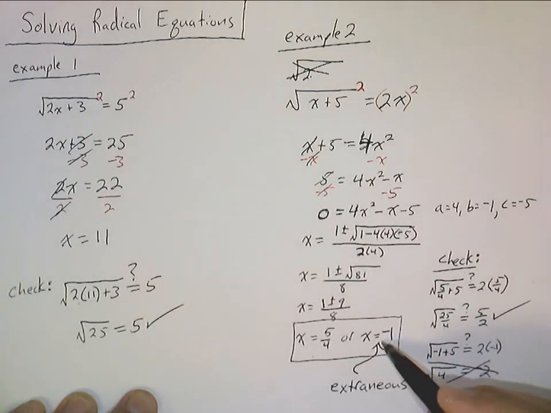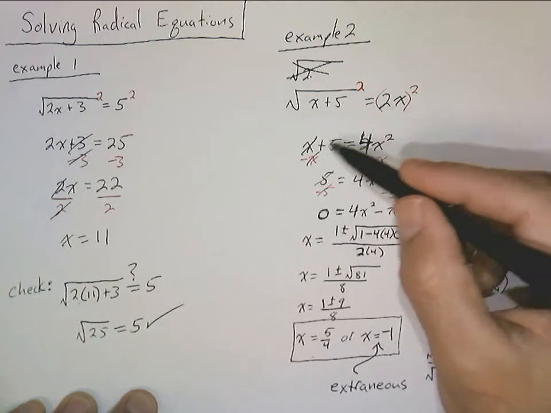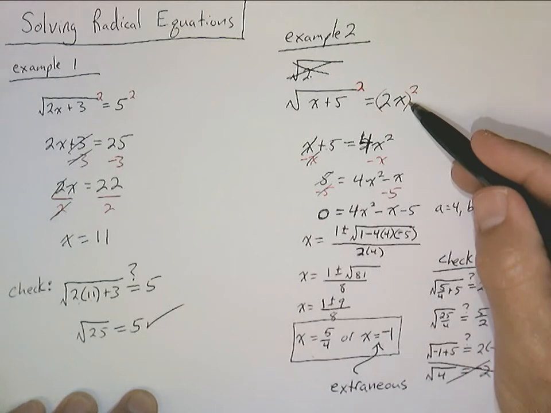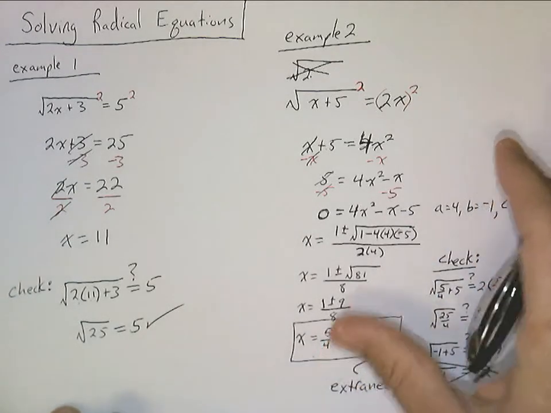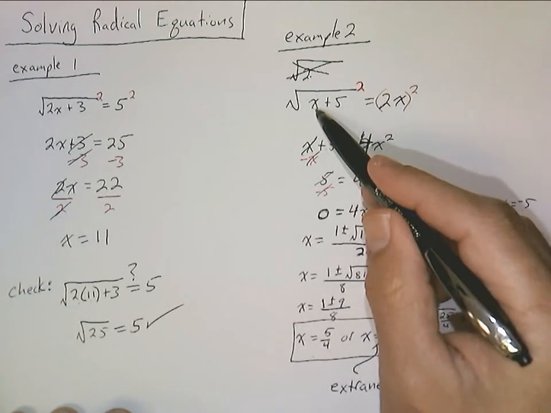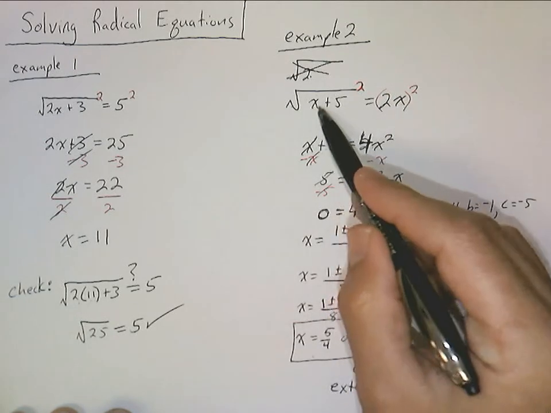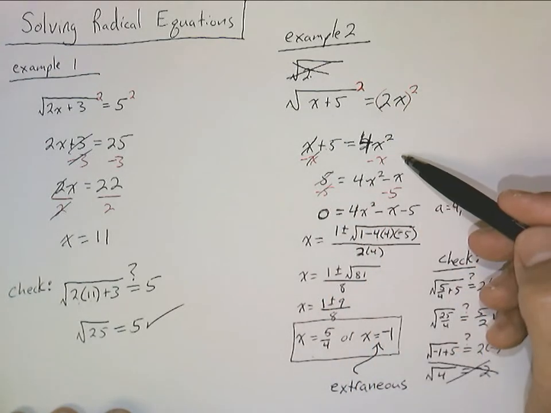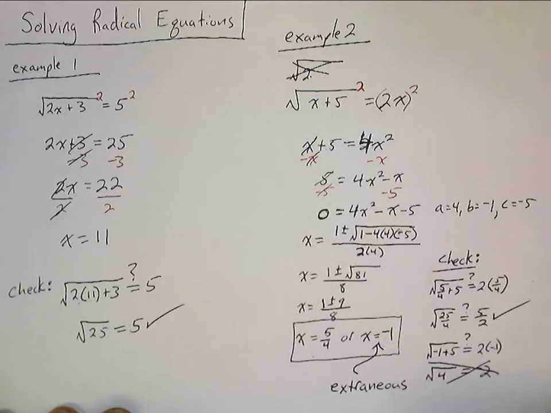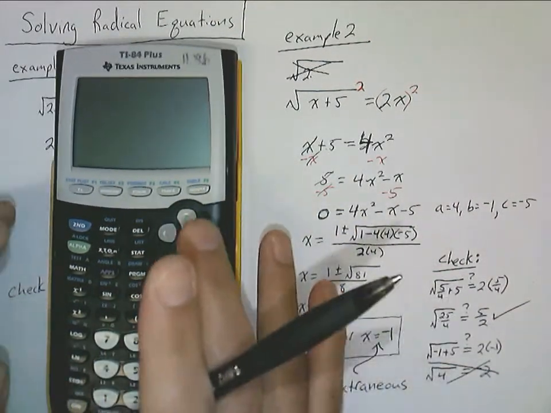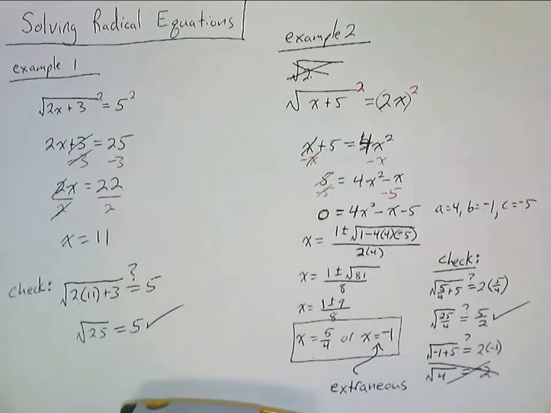Meaning that it is a solution to the equation after we square both sides, but it's not a solution to the original equation. And that happens oftentimes when we have a linear on one side, 2x, and the square root on the other side. It turns it into a quadratic, and oftentimes that brings up an extraneous solution. So let's see what's actually happening here. So let me clear this out.